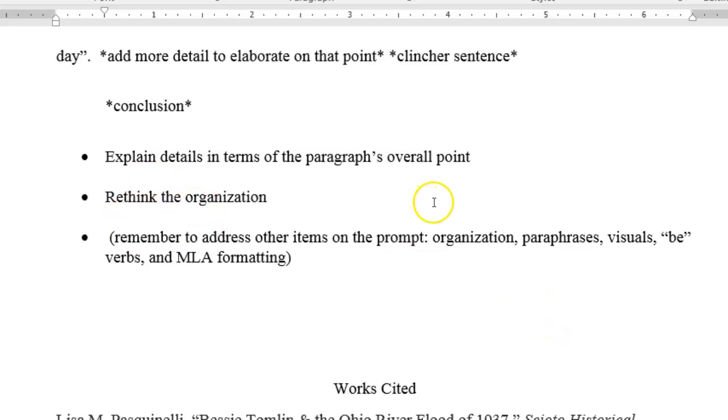So a quick overview of where the essay needs to go. That idea of explaining the details in your paper, the details from the murals that you include in your paper, connecting them to the paragraph's overall main point and connecting them to the paper's overall argument. That's a huge issue to address. I think rethinking your organization, I'm not sure why you've set paragraphs up in the way that you have, and it's a draft. It's something that you can figure out over time, but it's something that needs to be addressed. There's other issues to address as well. Integrating those paraphrases, getting a visual integrated, cutting some be verbs in a paragraph, and MLA formatting.